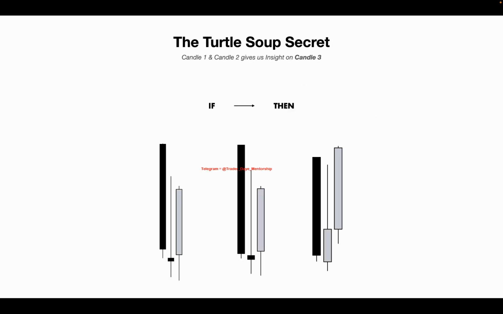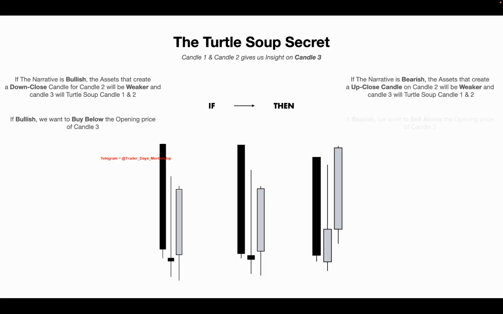The turtle soup secret. Now, candle number 1 and candle number 2 give us insight on candle number 3, so our main goal is to focus on candle number 3. As soon as we identify that there is a high probability PSP, we have candle number 1 and candle number 3 tipping its hand, and we have candle number 2 tipping its hand. So if the narrative is bullish, the assets that create a down close candle for candle number 2 will be weaker, and candle number 3 will turtle soup candle 1 and 2. If we're bullish, we want to buy below the opening price of candle number 3.